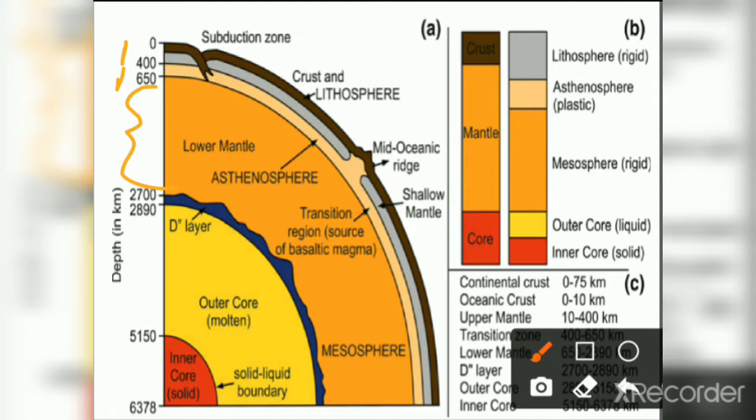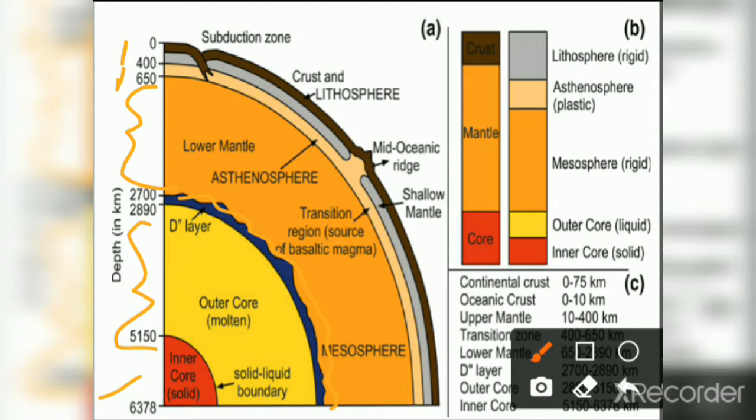There is a layer known as the D double prime layer, which is just on the lower mantle, just above the outer core. So this is the D layer. Then comes the outer core, which extends from 2890 to 5150 kilometers. The Earth's radius is 6378 kilometers. So the inner core extends from 5150 to 6378 kilometers. So all this is the chemical classification.